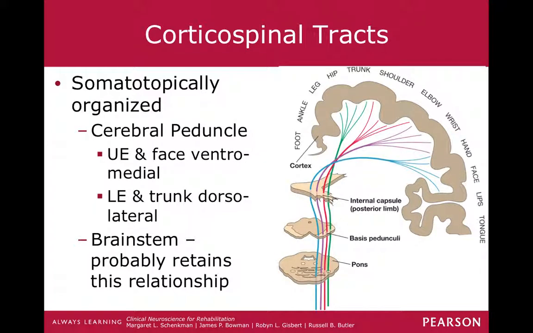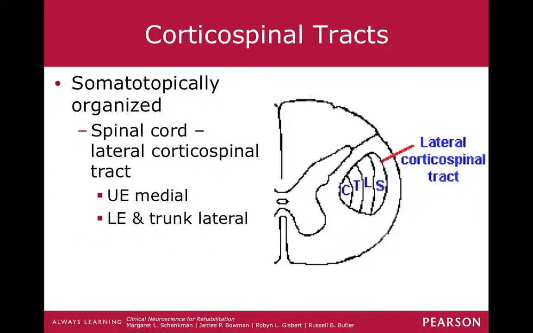In the cerebral peduncle, those axons which carry information destined for the upper extremity and face descend more ventromedial, while those that carry information destined for the lower extremity and trunk descend more dorsolaterally. This relation is maintained in the pyramids as they pass through the brain stem.